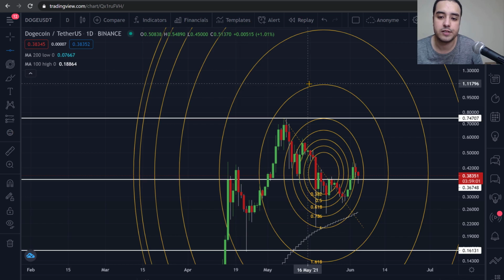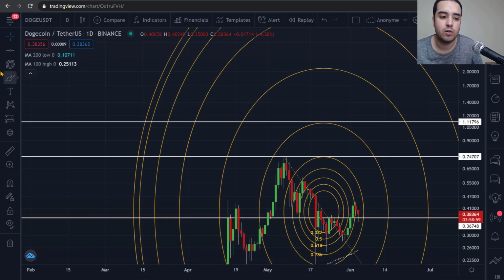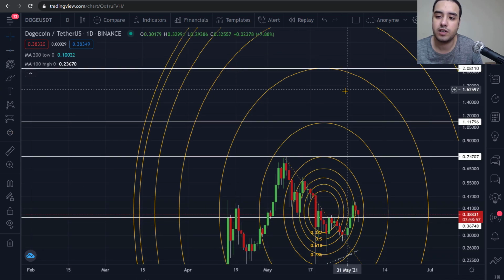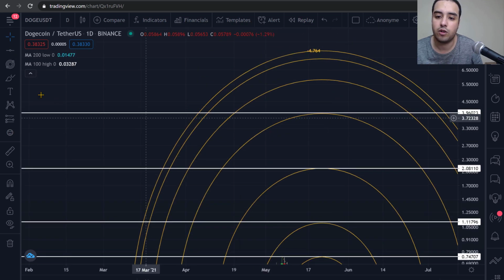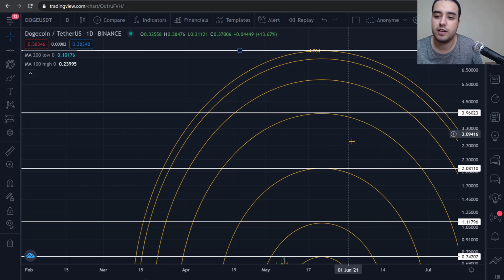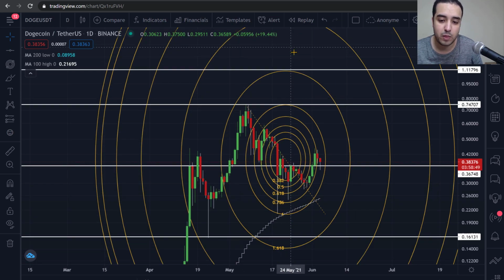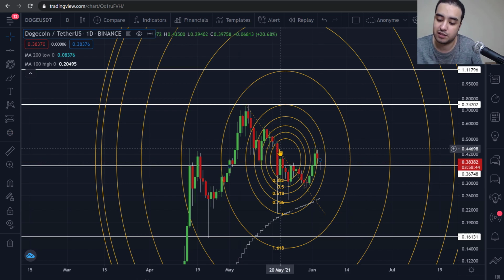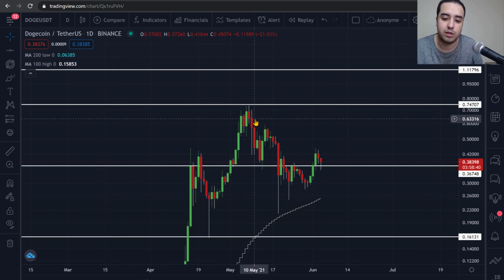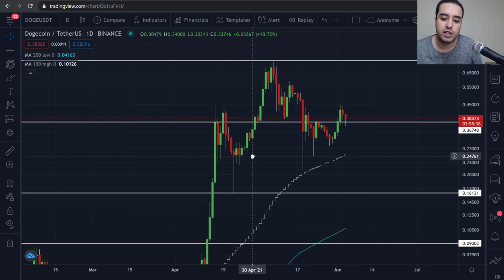This is our targets, guys. This is our targets: 1.11, 2.08 or $2, then $4, and then there is $8 on Dogecoin. You may not believe me, but it deserves actually, and you will see by yourself. So this is for the targets, guys.